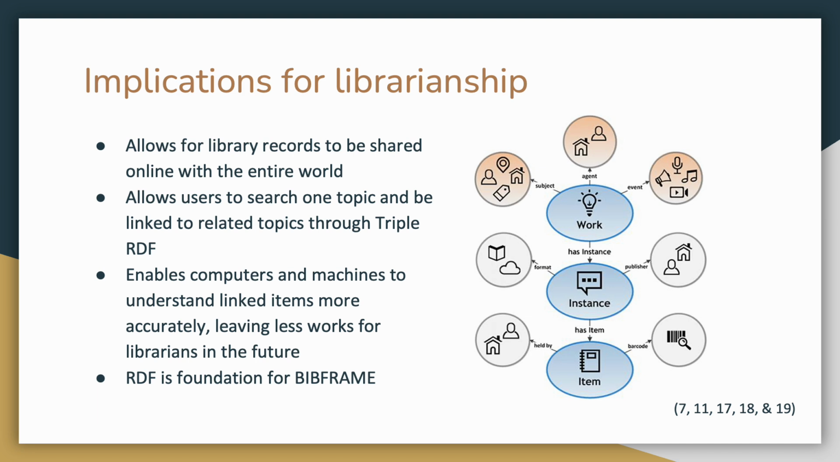So what are the implications for librarianship? RDF and linked data allow for library records to be shared online with the entire world, not just with other libraries and other cultural heritage institutions, but really with any kind of institution as long as it has a web presence. RDF allows users to search one topic and be linked to related topics by navigating through different subjects and objects through a big RDF graph. RDF enables computers and machines to understand linked items more accurately, which leaves less work for librarians in the future.